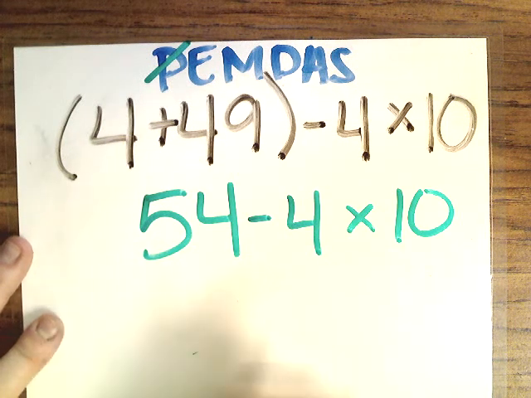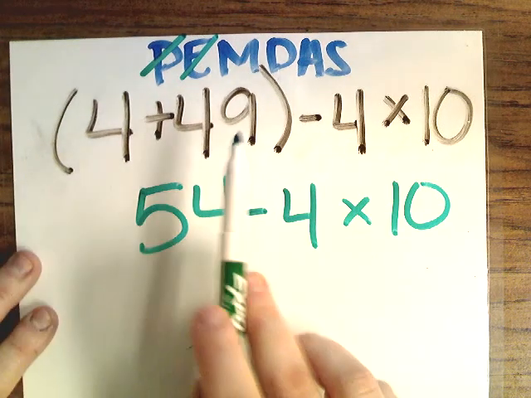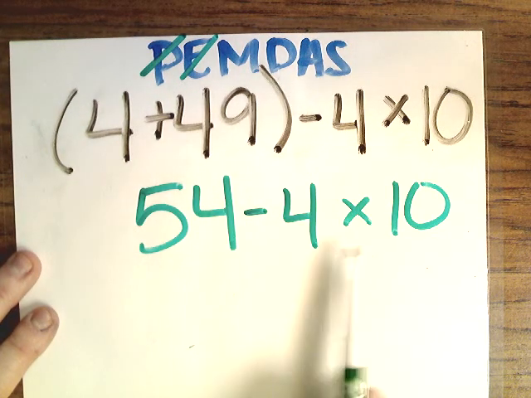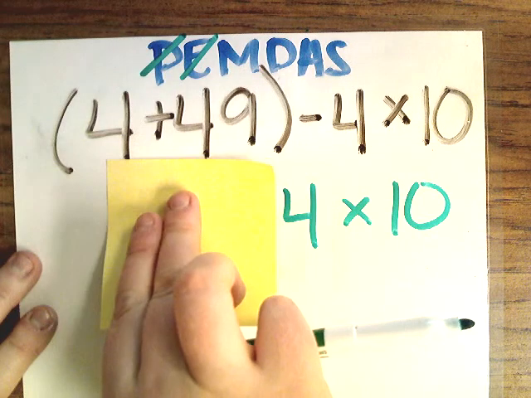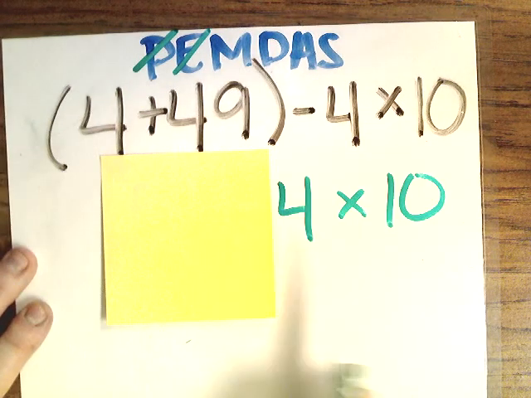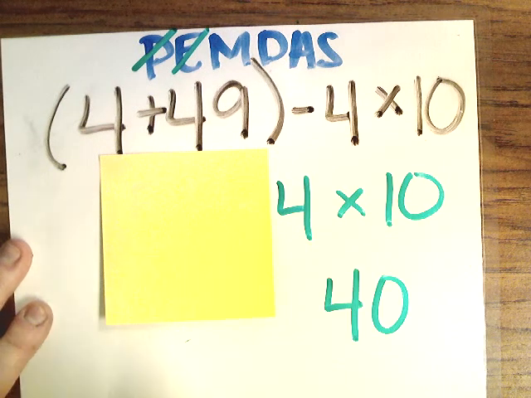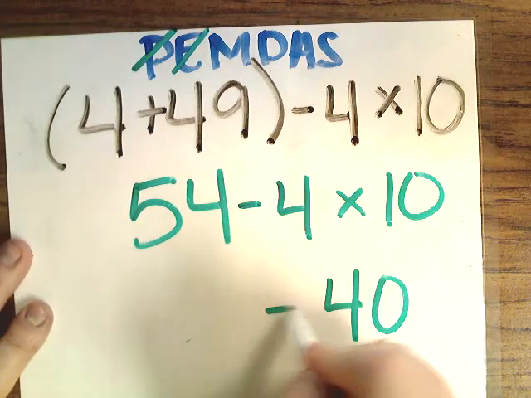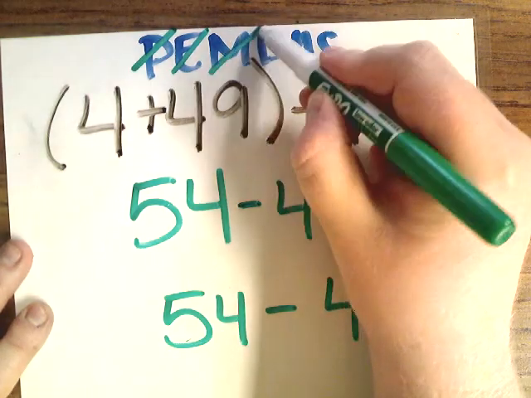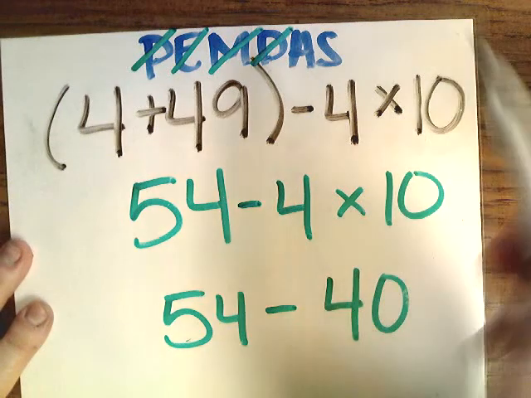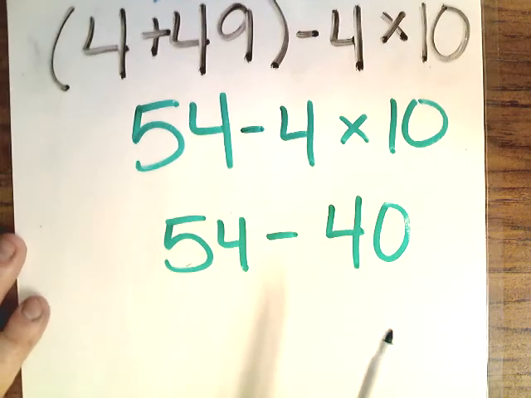I don't see any exponents here. No exponents. Multiplication, division, I see multiplication, so we're going to go ahead and solve it. I'm going to cover up the 54 minus. So we've got 4 times 10, which is just 40. We uncover and write in this part. So we solve the multiplication. There is no division. Adding and subtracting. We only have subtraction, so we're going to do that first.